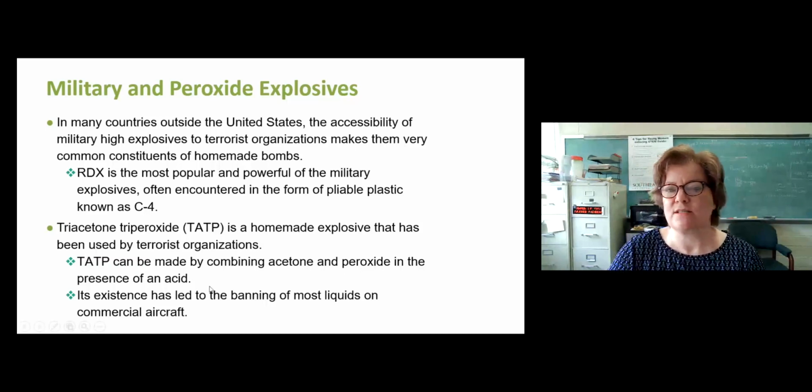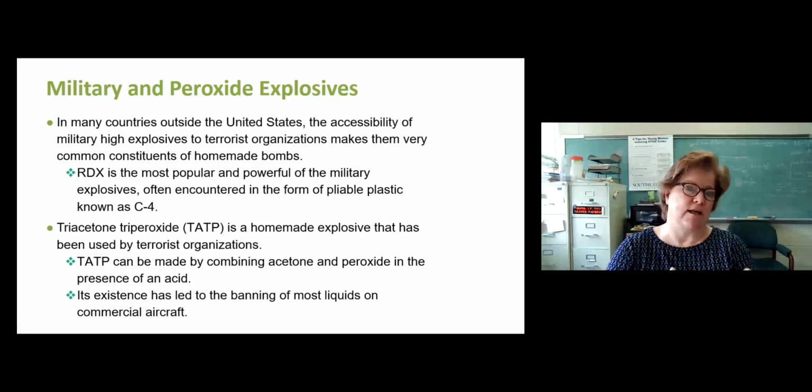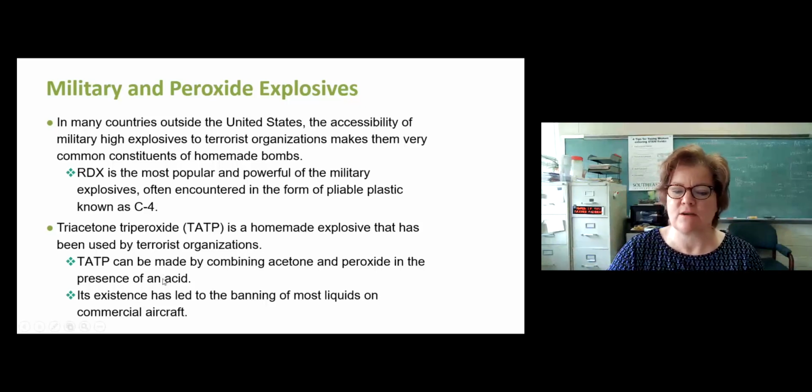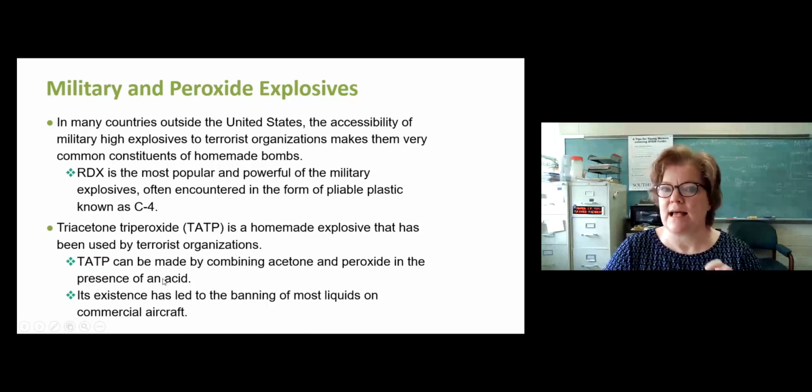And then we have one called TATP. This is triacetone triperoxide. It is a liquid form. Acetone and a lot of the acids are in liquid form, and then it's combined with peroxide. That's how it's produced.